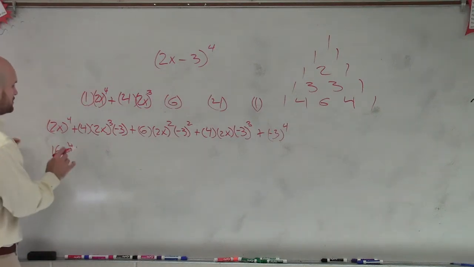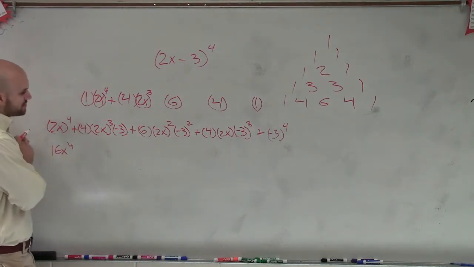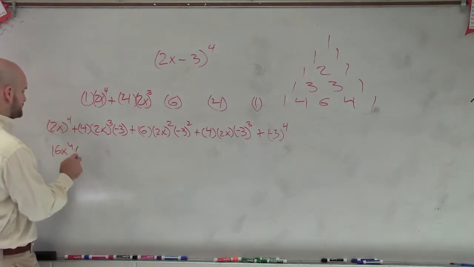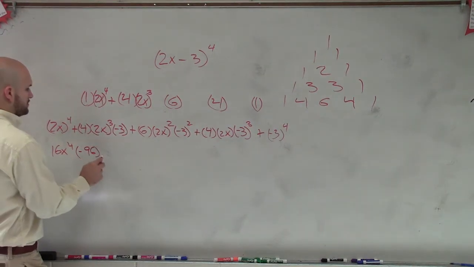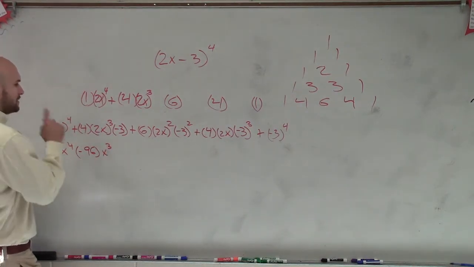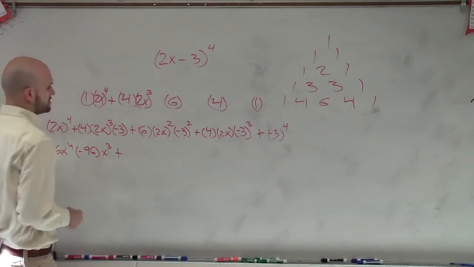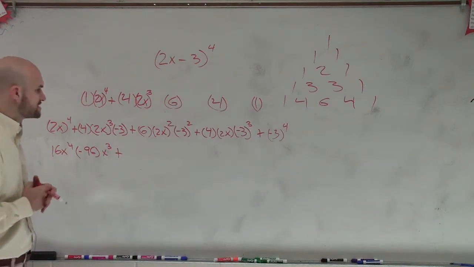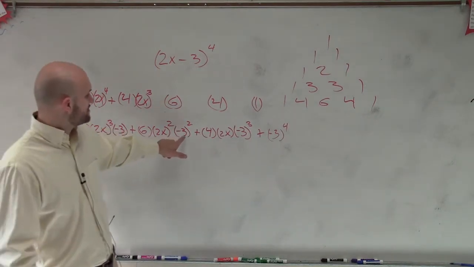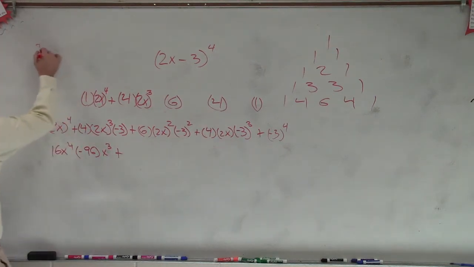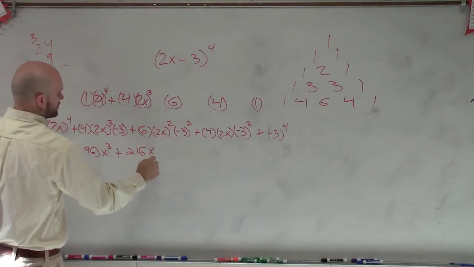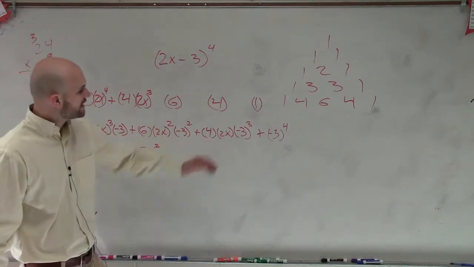So we have 8. 8 times 4 is 32, times a negative 3 would be negative 96. That's x cubed. And then we have plus 6, so 2 squared is 4. 4 times 6 is 24. And then 24 times 9 is 216 x squared.